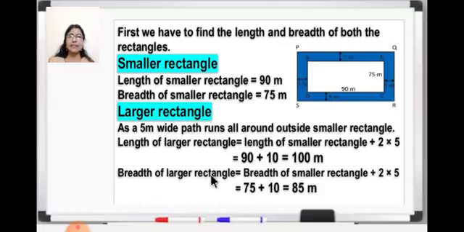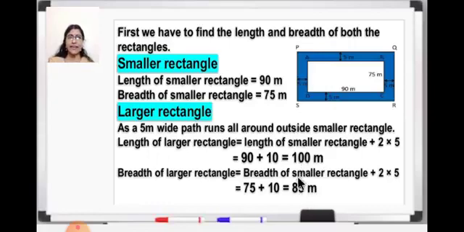Similarly, we'll find out the breadth of the larger rectangle. Here you can see the smaller rectangle is 75 meter and again there is a 5 meter wide path. So we'll do 75 plus 5 plus 5, or you can write 75 plus 2 into 5. This is the way you write breadth of smaller rectangle plus 2 into 5. When you work this out, the breadth already given is 75 meter and 2 into 5 is 10. When you add this, you get 85 meter. So this way we got the length of the larger rectangle as 100 meter and breadth as 85 meter.